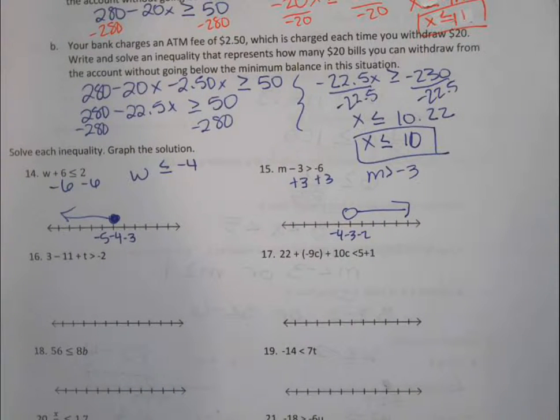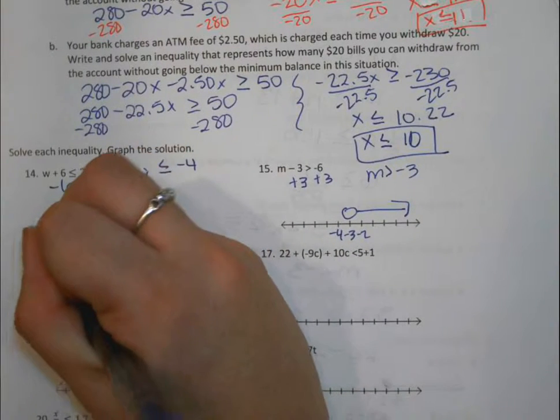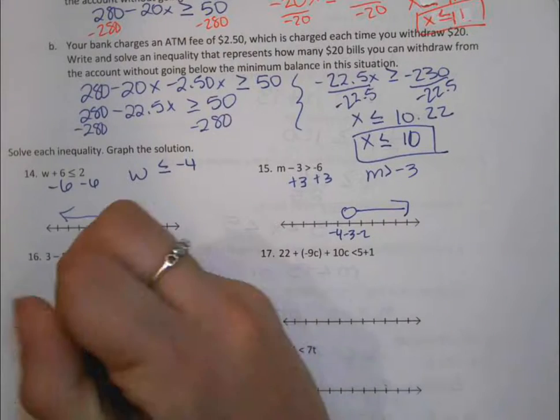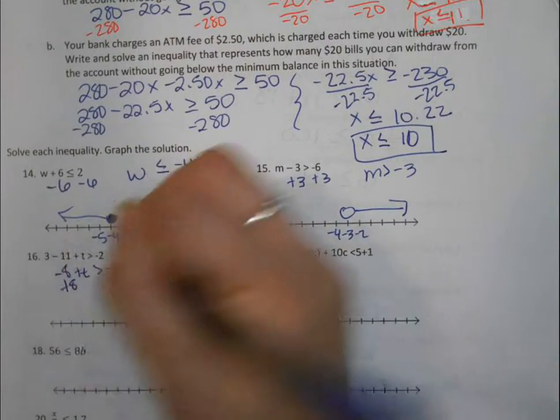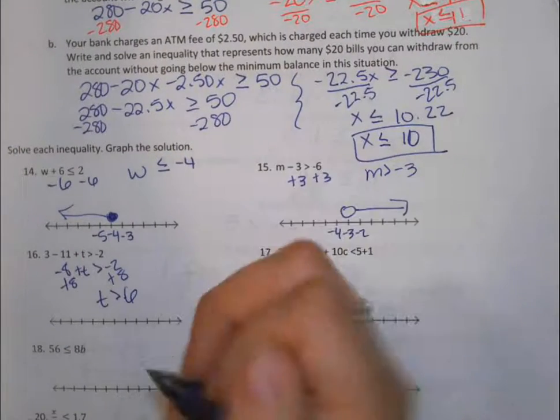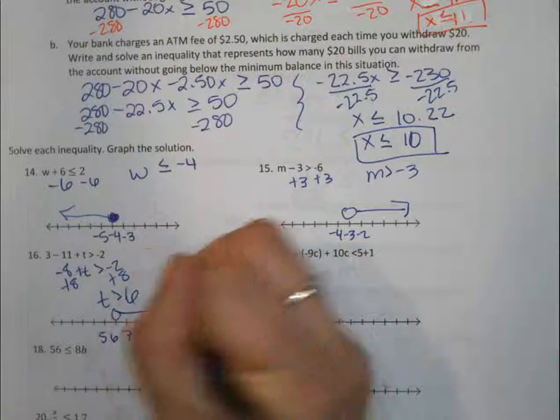On number 16, I want to combine like terms before moving on. 3 minus 11 is negative 8, plus t is greater than negative 2. I'm going to add 8 to both sides. T is greater than 6. Open circle to the right.